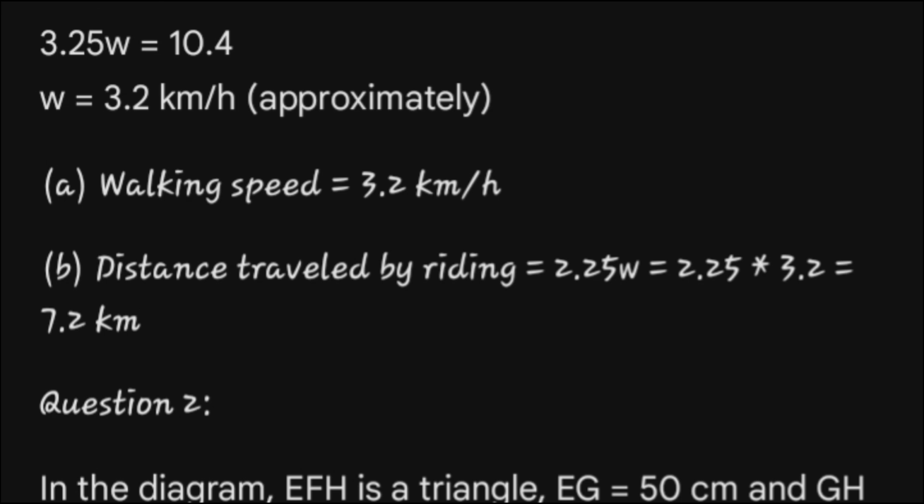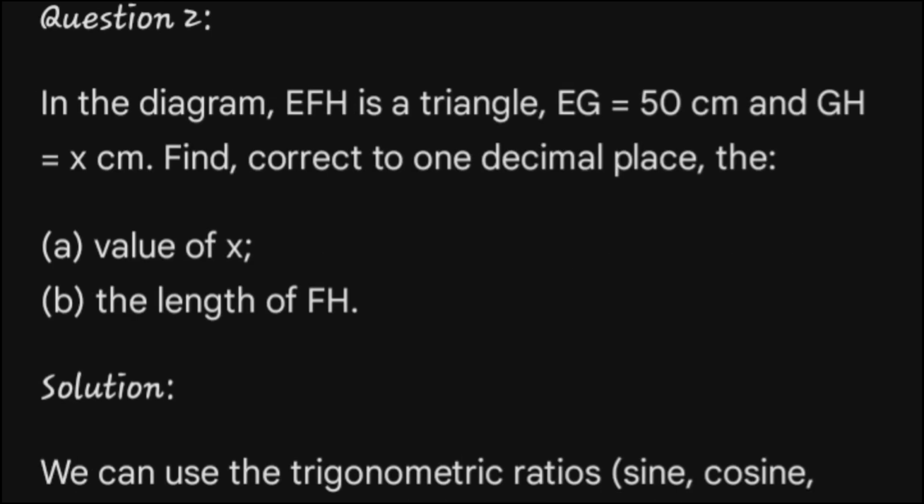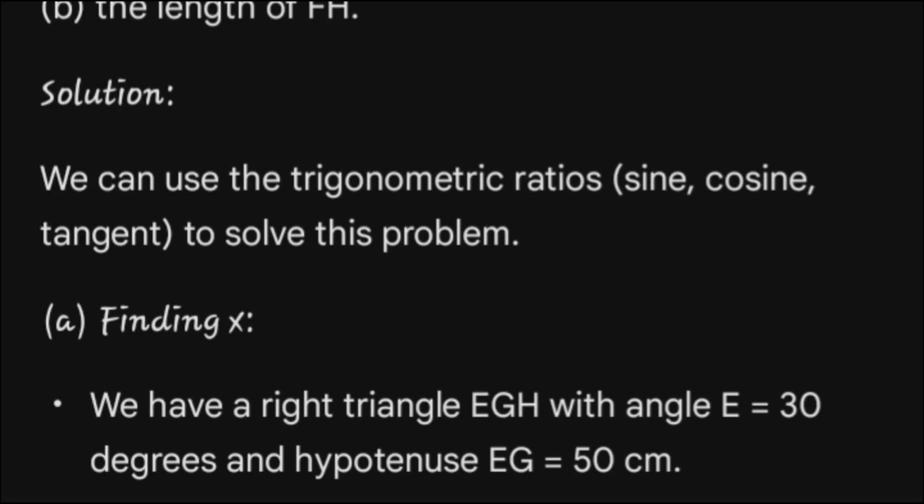Question 2. In the diagram, EFH is a triangle. EG equals 50 centimeters and GH equals X cm. Find, correct to one decimal place, A. the value of X, B. the length of FH. Solution. We can use the trigonometric ratios, sine, cosine, tangent to solve this problem.